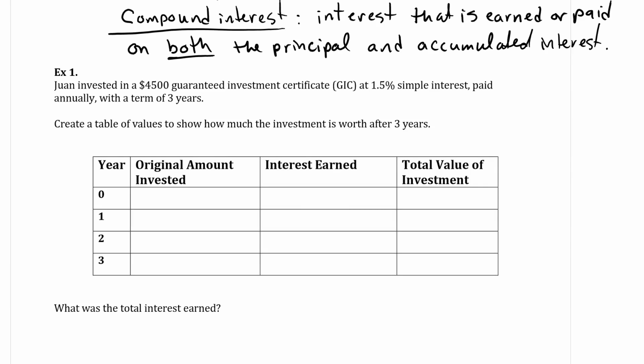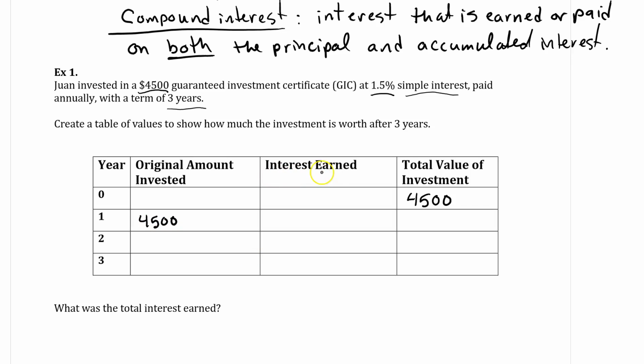Example 1: Juan invested $4,500 in a guaranteed investment certificate, or a GIC, you know what that is from yesterday, at 1.5% simple interest paid out annually with a term of 3 years. Create a table of values to show how much the investment is worth after 3 years. It's really easy with the first year. The initial investment is just $4,500. But what happens after the first year? So the original amount is $4,500.